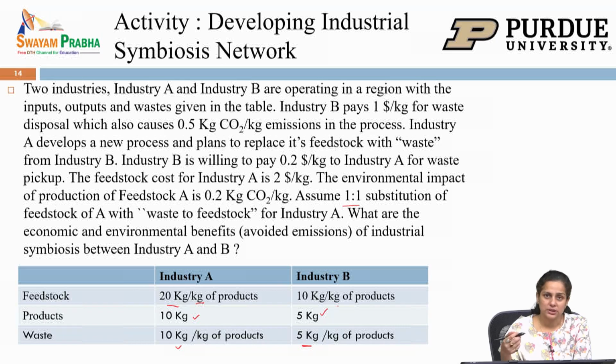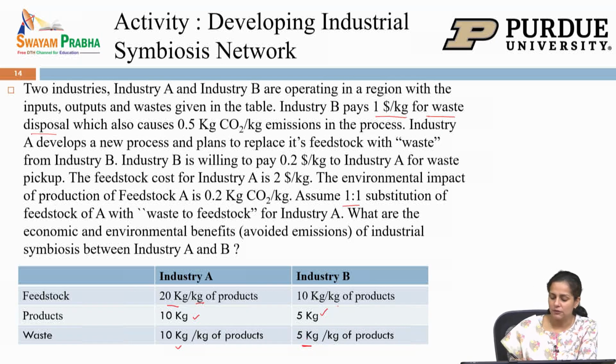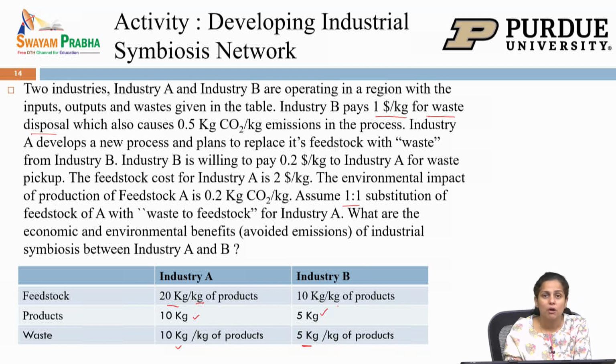Now, let us see what the challenge is. Industry B is actually paying money for waste disposal. So, here the motivation towards looking for additional opportunity to dispose their waste would be to reduce the cost. Since it is paying $1 per kg of waste disposal, if it is making 5 times 5, 25 kg of waste, it is paying about $25 for their waste disposal. So, that is an economic cost to industry B. And it also produces 0.5 kg CO2 per kg emission in the process. So, you do have emissions going on.